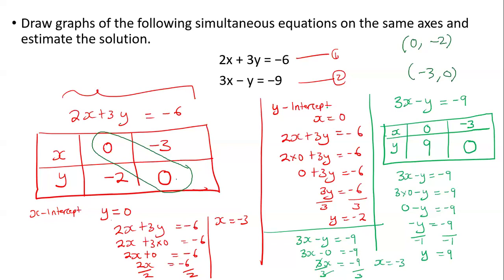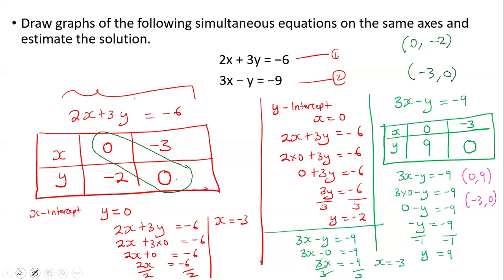Okay. Now we are going to continue. Now I'm going to extract my two points. The two points I'm going to extract are 0 and 9, and negative 3 and 0. Now, after extracting them, we are going to go on our graph and do the plotting of those points.